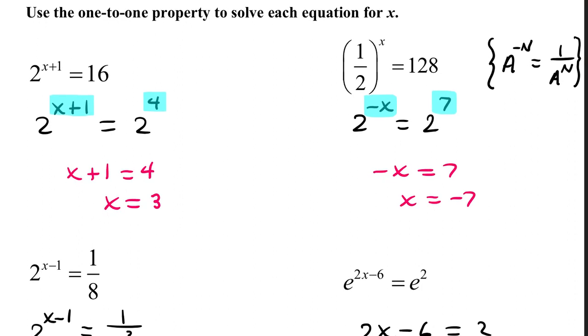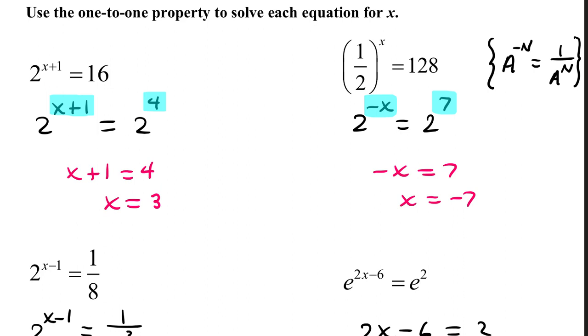Upper left example, 2 to the x plus 1 power equals 16. We have different bases at this point. The left side we have a base number of 2. The right side we have a base number of 16 because it's 16 to the first. 16 just happens to be 2 to the fourth. Created equal bases. Now take your exponents. X plus 1 has to equal 4. And that tells us that x has to be 3.